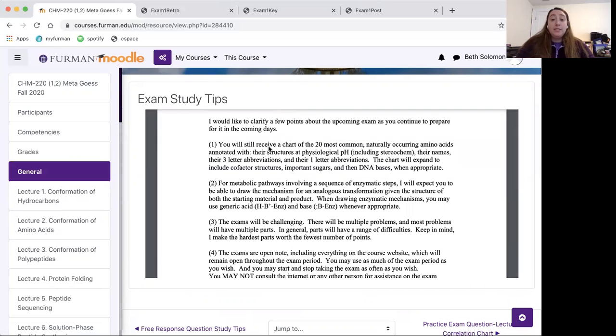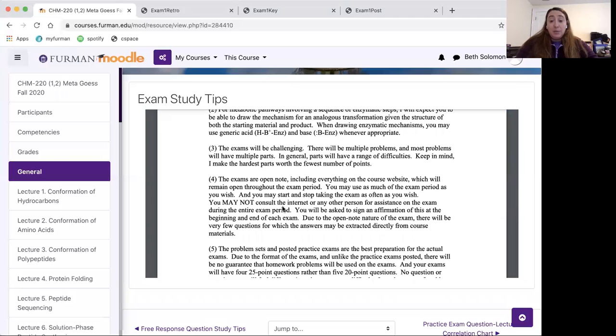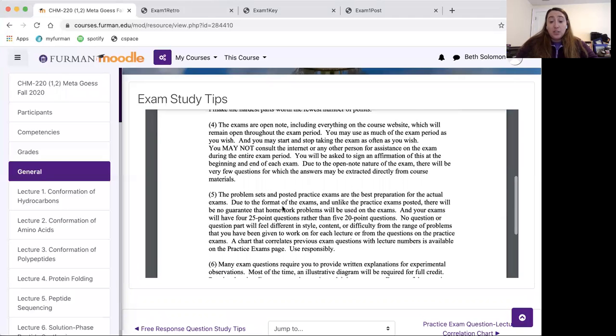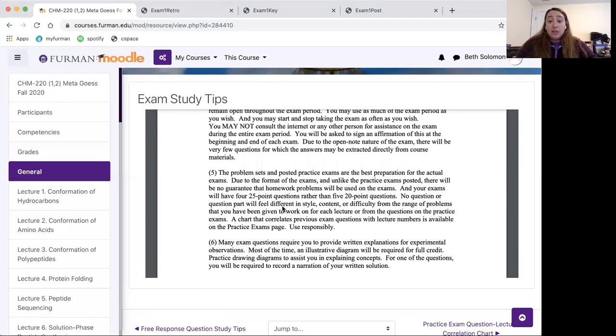So you will receive a chart of the 20 most common naturally occurring amino acids, and they're annotated, and this is how they're annotated. So print out a copy of that, and then let's go through and work through the practice exams. Everything is spelled out in terms of expectations, and for me, it's really key to think, okay, what are we doing to prepare ourselves a little bit more? What tools do I have? How am I practicing? What am I working through?